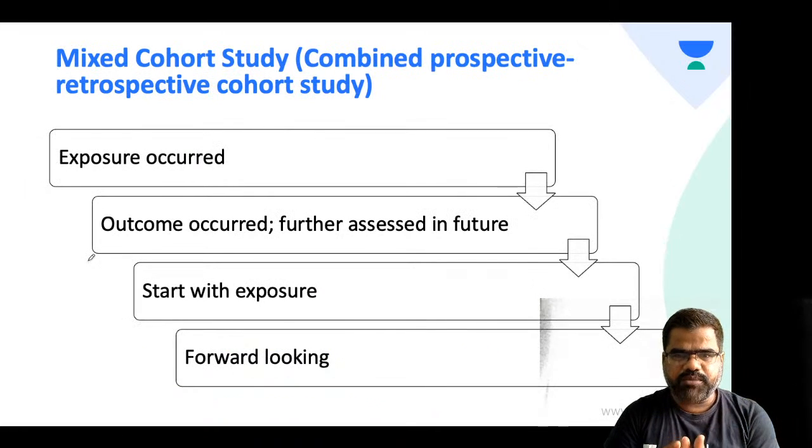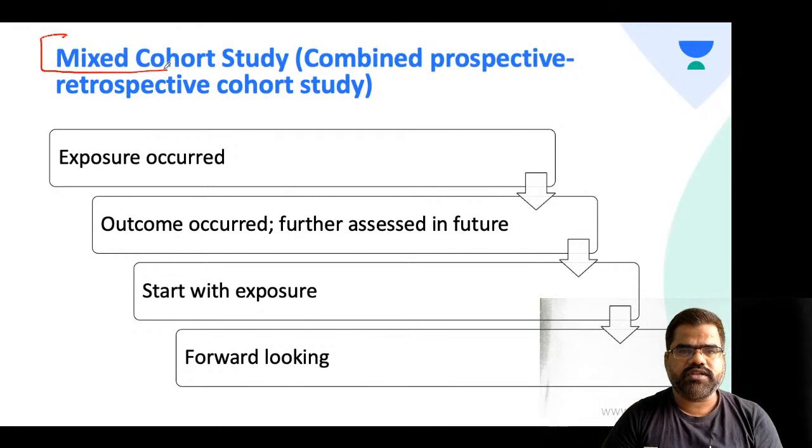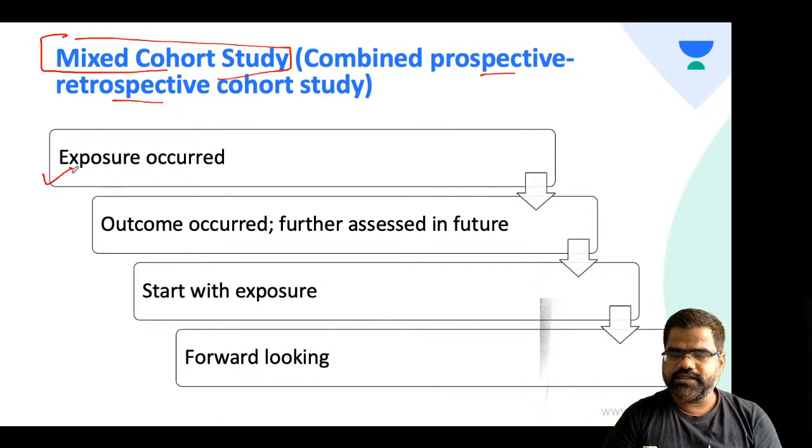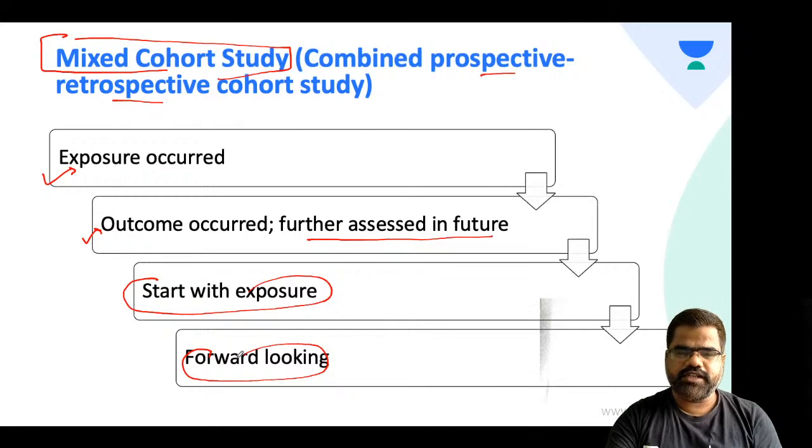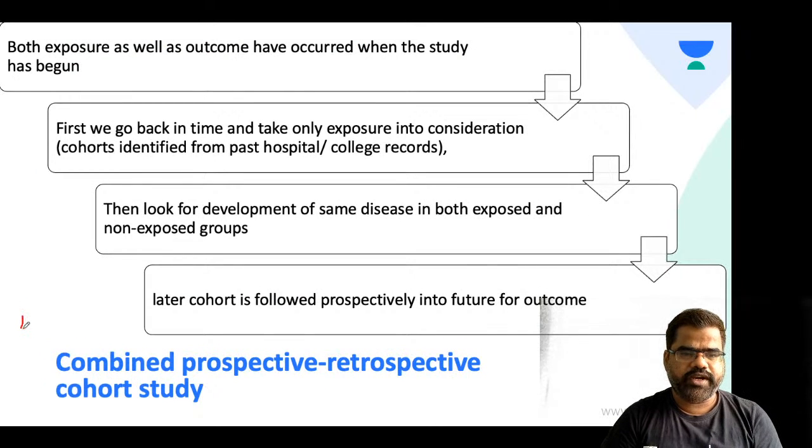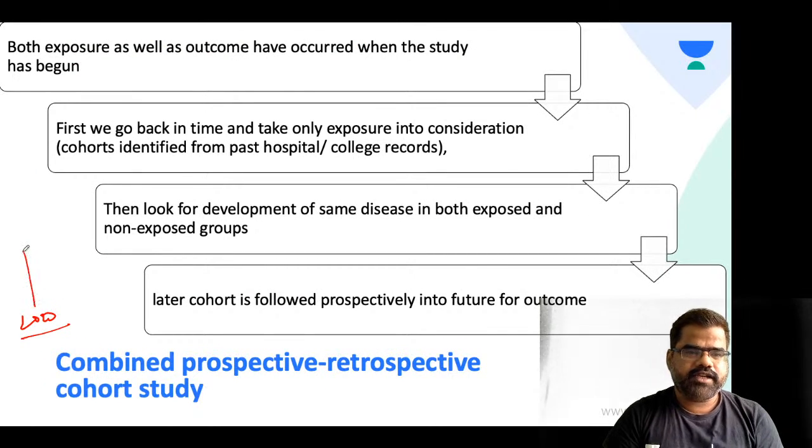Now, can we combine both? If I combine the retrospective cohort and the prospective cohort, it will become a mixed cohort study. So you are combining both prospective and retrospective. So what will happen here? The exposure has occurred, outcome has also occurred, but further you are assessing in the future also. So I'll just give you an example. We start with exposure and it's a forward-looking study. Same thing, students. Now let's take an example. Suppose we are in 2020. I said let's go to 2014, right?